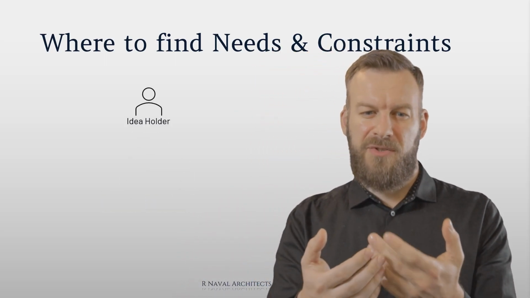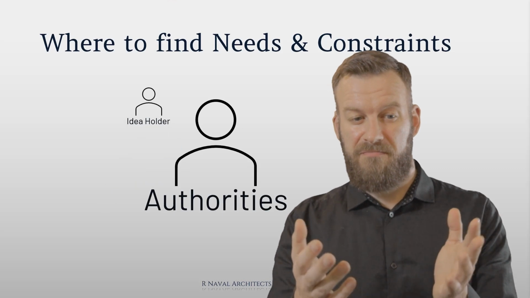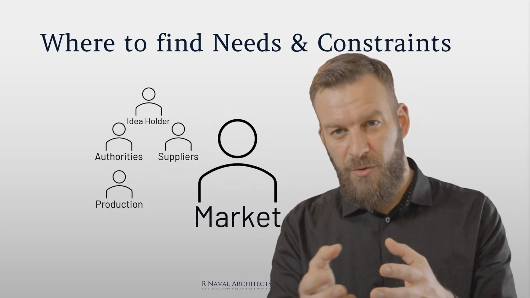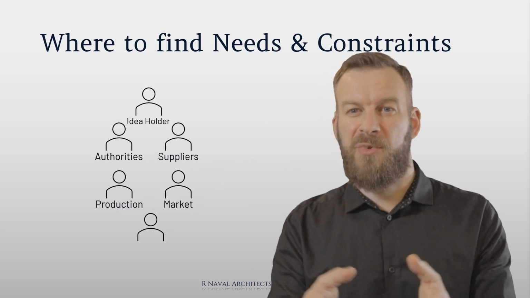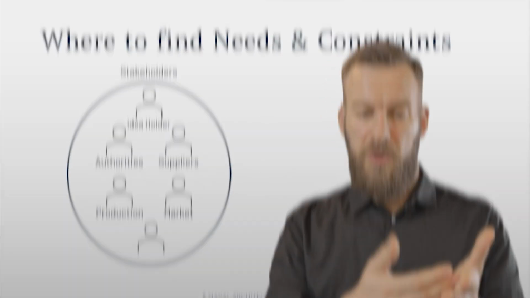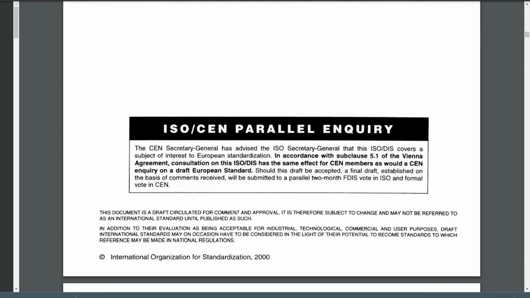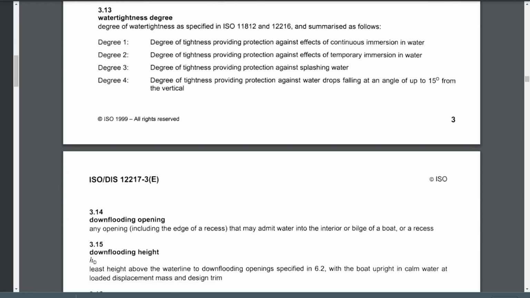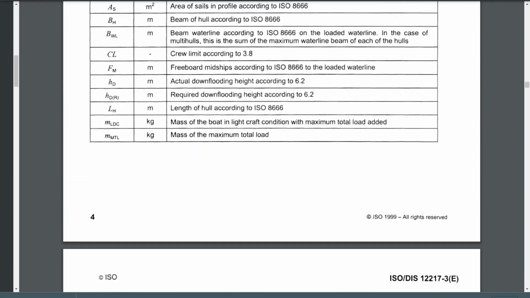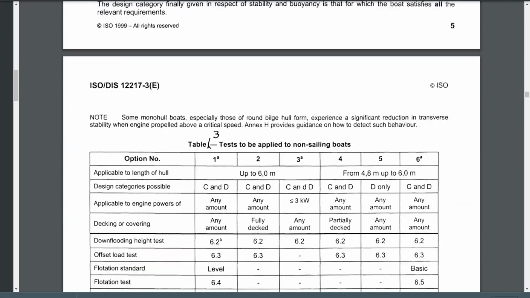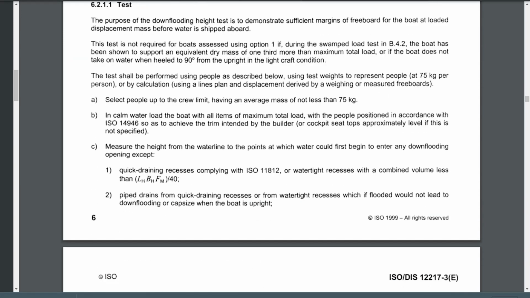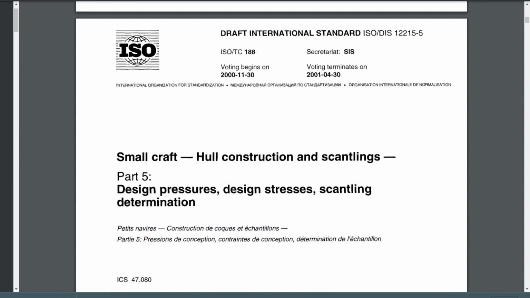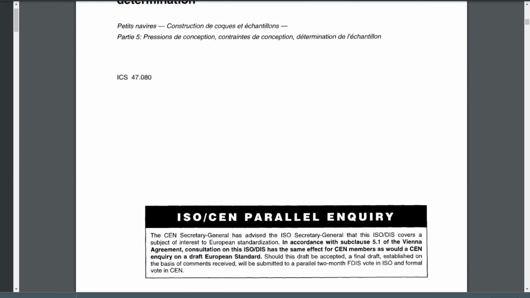On the other hand, constraints can be found in various places such as authorities, suppliers, production, markets, and anybody else who is in some sort of way involved in our project. Additionally, documents like rules and regulations, installation manuals, user manuals, service manuals can also provide very valuable information about constraints. Gathering information from these sources is relatively straightforward and easy. You just need to gather them and read them. However, gathering requirements and needs from an idea holder is a little bit more challenging.